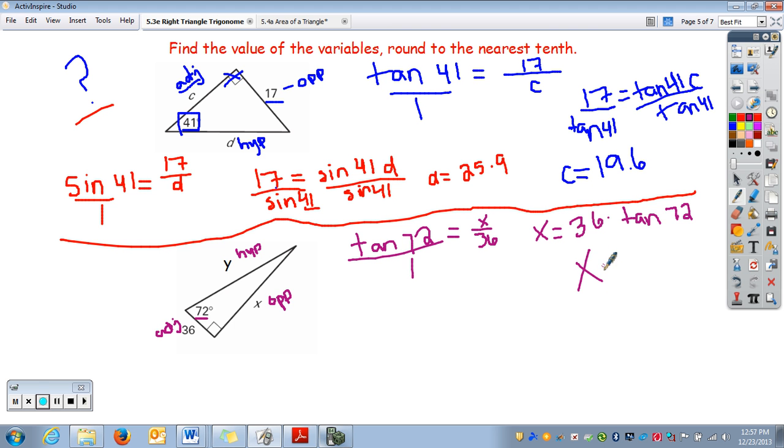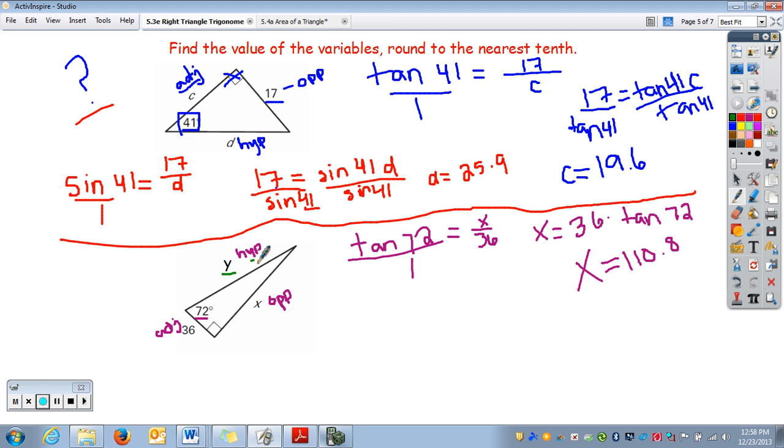Now some of you might be like, whoa, that's big. And I even kind of thought that. However, this angle is way bigger than this angle. And we talked about in class how bigger angles get bigger sides. Alright, so now we got that one done. Let's move on to y.